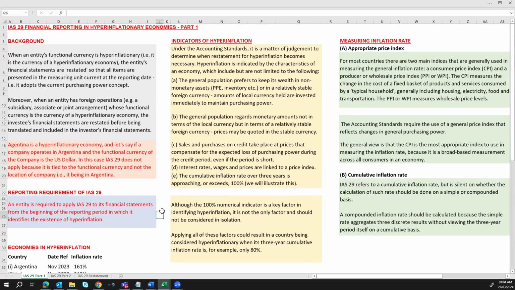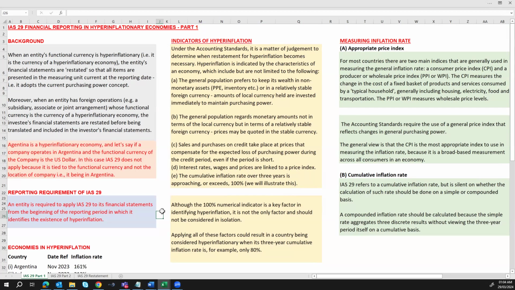According to the accounting standards, it is a matter of judgment to determine when restatement for hyperinflation becomes necessary. So hyperinflation is indicated by the characteristics of an economy, right? It's a macroeconomic event that we need to look at, which includes but is not limited to the following conditions.